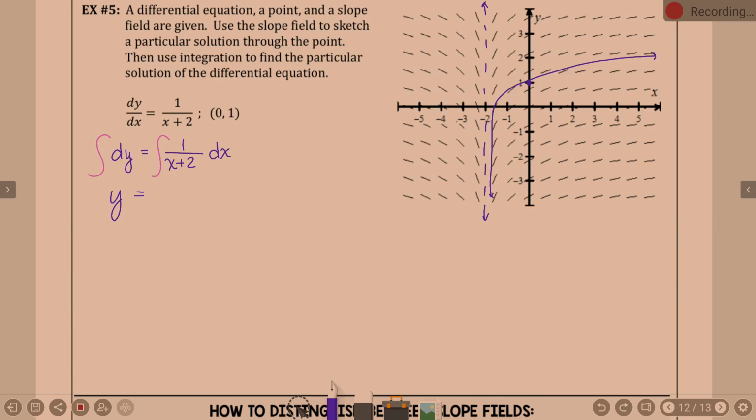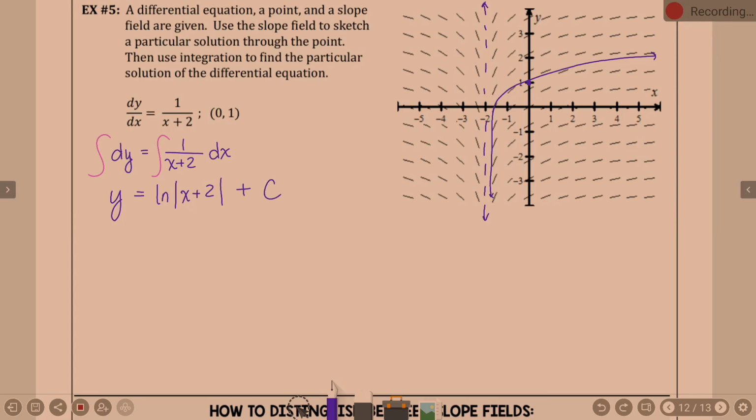Natural log of 2. Natural log of what's in the denominator? X plus 2. Right? Because reverse it. What's the derivative of natural log of x plus 2? 1 over x plus 2, right? And that's something we've used substitution before a lot, right? So I could always go back and use substitution. What, of course, do I have to include here?